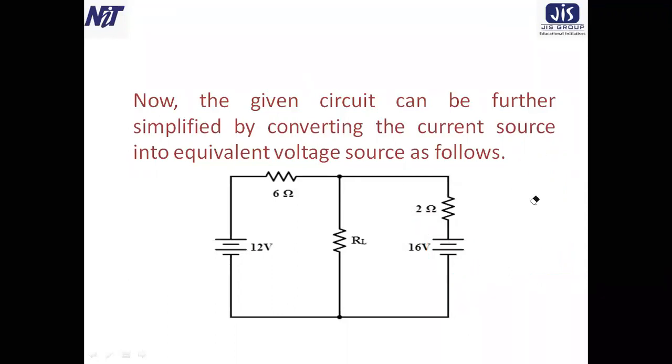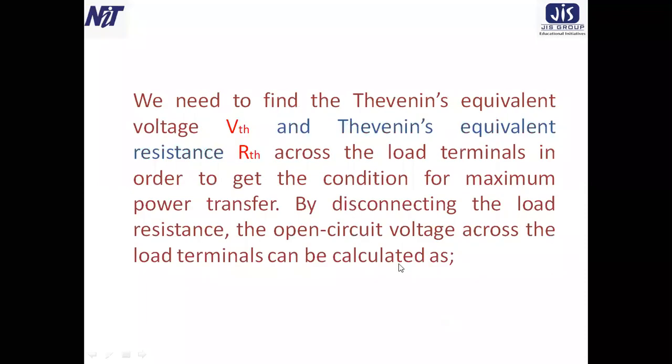I think it is clear to all of you now. So now we have two voltage sources. One is 12 volt, one is 16 volt. Here RL is present. We need to find the Thevenin equivalent voltage, VTH, and Thevenin equivalent resistance.